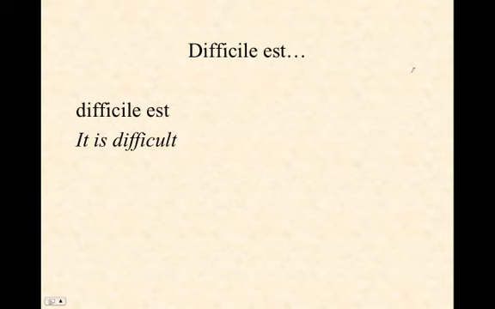In this tutorial, we will explore the formation and use of a particularly important sentence structure in Latin. Here's an example of an adjective used with the verb to be, est. Difficile est means it is difficult. Now, if you wanted to say that it is difficult to do something, you're going to use the infinitive form of that verb. So in this example, if I wanted to say it is difficult to write, difficile est scribere.